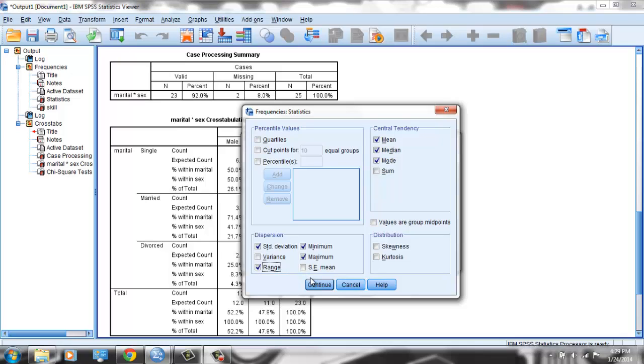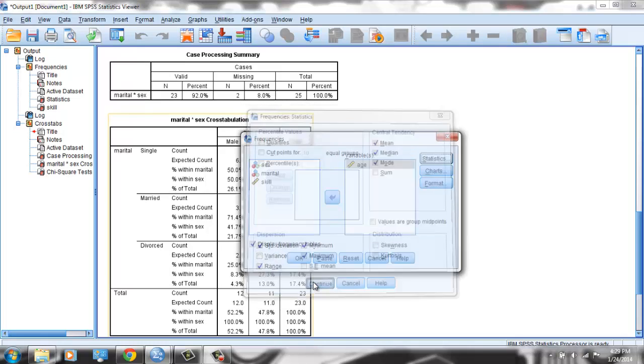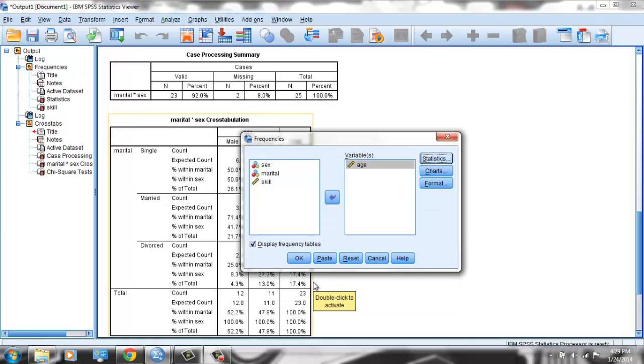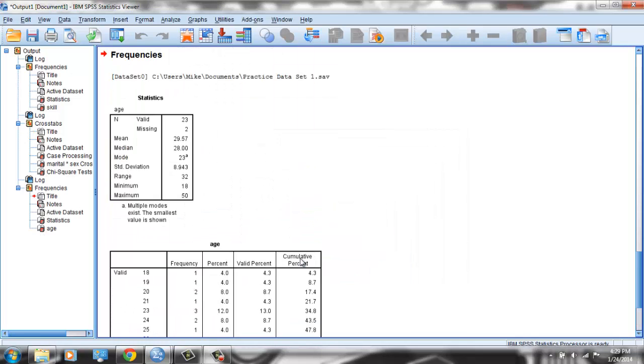So, once you've got all these things clicked, let's go down the list of the question. Right? Mean, median, mode, standard deviation, min, max, range. You hit continue. And you hit OK. And there you have it. Your mean age is 29.57. Your median age is 28. The most common age was 23. You have your standard deviation. Your range is 32 years with a minimum of 18, maximum of 50.